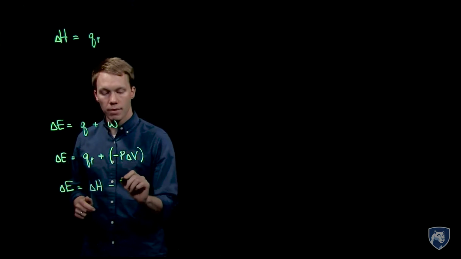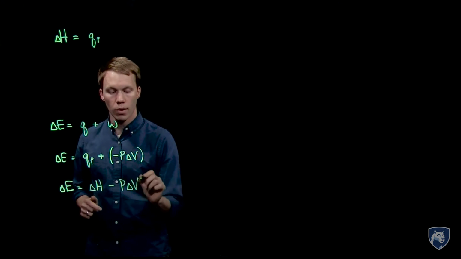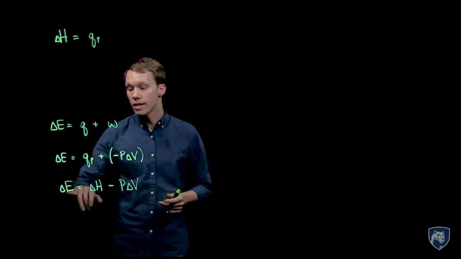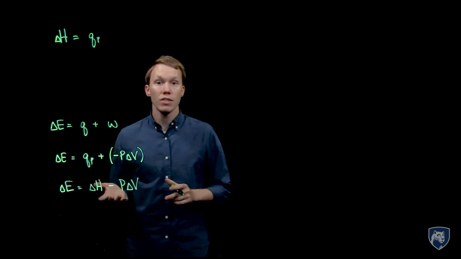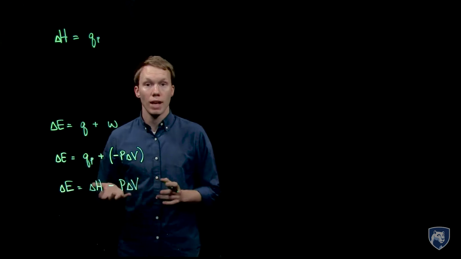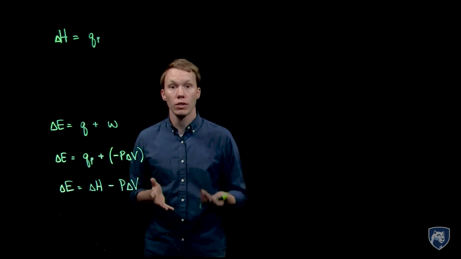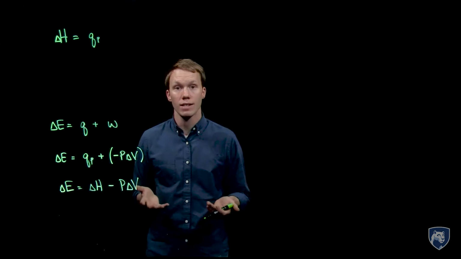And I'll go ahead and simplify this portion of the equation. So now we see that delta E is equal to delta H minus P delta V. Now why is this useful? Well, enthalpy is relatively easy to measure, and we'll actually learn about that in later lessons when we discuss calorimetry.